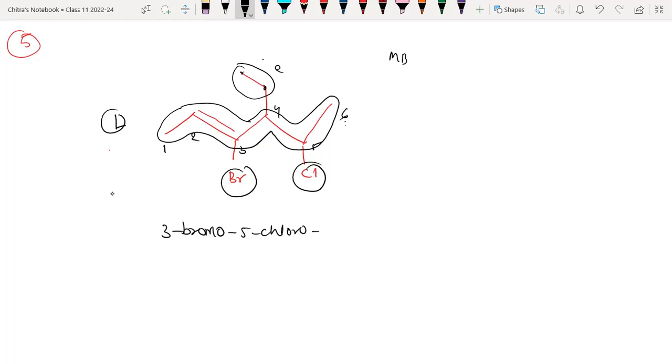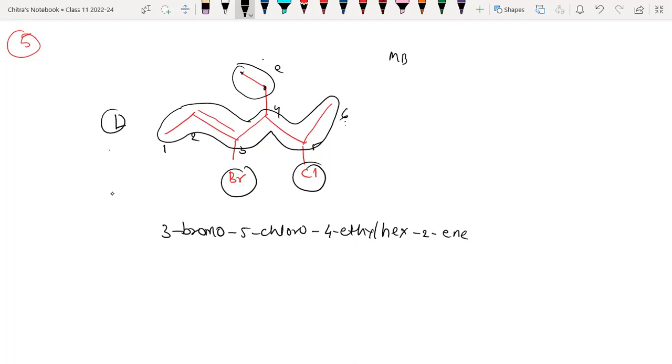Then fourth number ethyl: 4 ethyl. Hexane? No, we have hexene. Now we have 6 carbons, so for 6 we use hex. And there is a double bond, ene. But the position of the double bond is 2, so we have to write the position also. Either we can write 2 hexene or hex 2 ene.